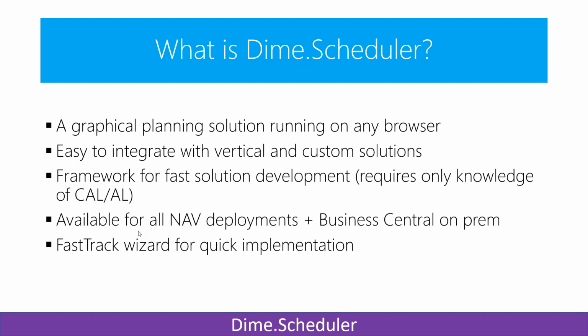The product is available for all NAV deployments and Business Central on-premise. We also deliver a fast-track wizard solution, which makes it easy for you to implement and set up the whole product. Sometimes you have a pre-sale situation where you want to specify some information in the planning solution, for example for field service, and then you can use the fast-track wizard, and in a few seconds or minutes you have set up the whole environment for this product.